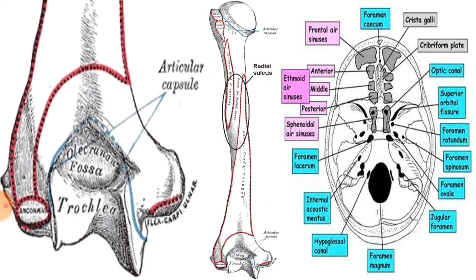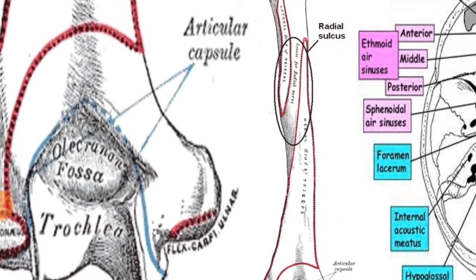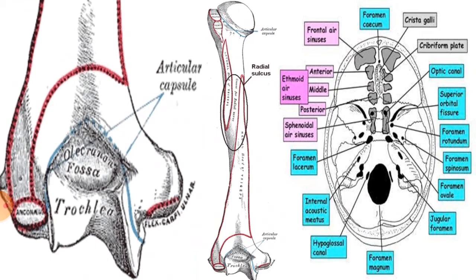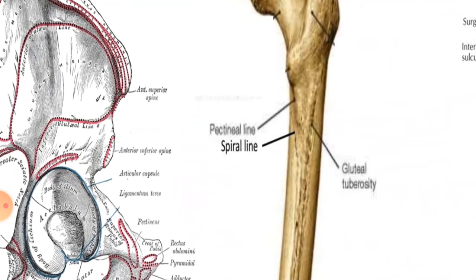Similarly, you have the olecranon fossa in the humerus, which is once again giving the attachment for the projection of the ulna. Iliac fossa of the hip bone we have already seen.